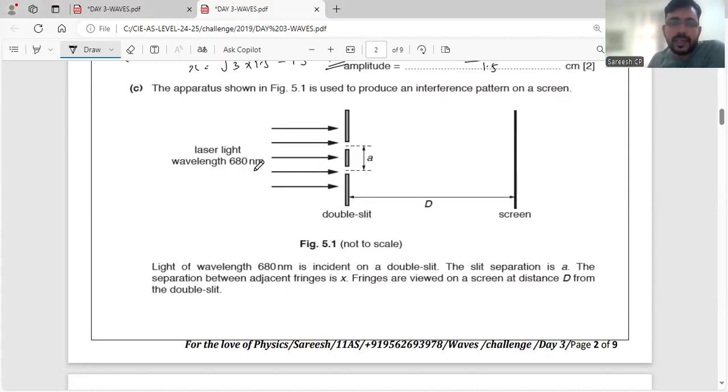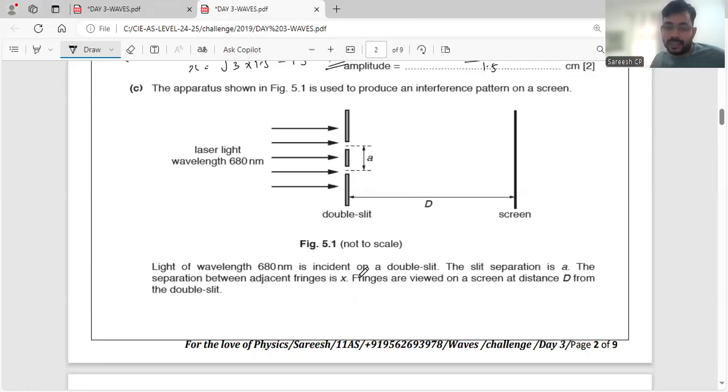Next one, the apparatus shown in figure 5.1 is used to produce interference patterns on the screen. Laser light of 680 nanometer is used. A is the distance between the slits. D is the distance between the slit and the screen. Light of wavelength 680 nanometer is incident on the double slit. The slit separation is A. The separation between the adjacent fringes is X.